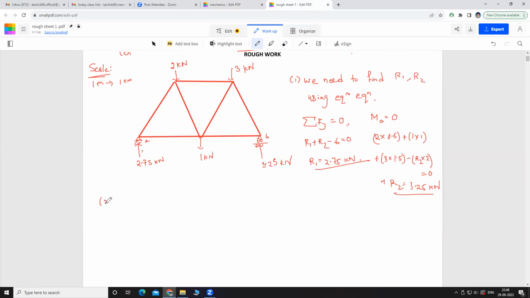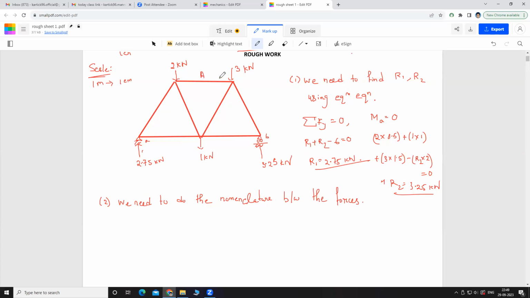Now our second step is we need to do the nomenclature between the forces. Look here, 2 kilonewton force is applied. Here 3 kilonewton force is applied. In between this, we are giving that is our section A.